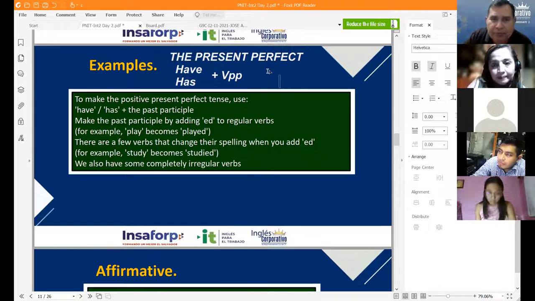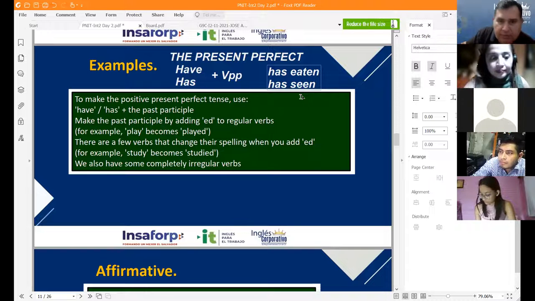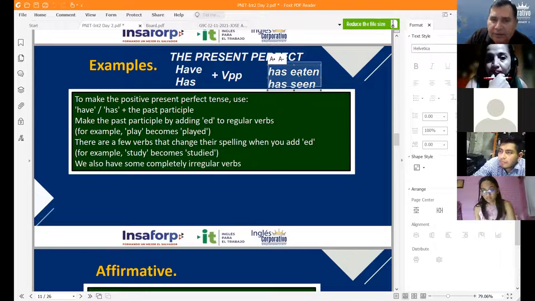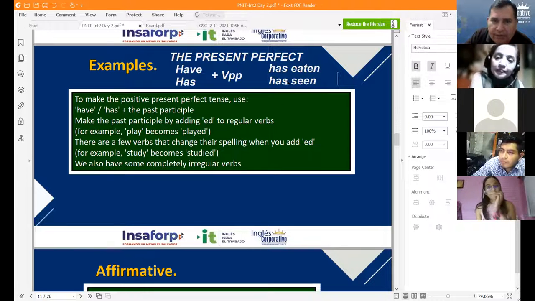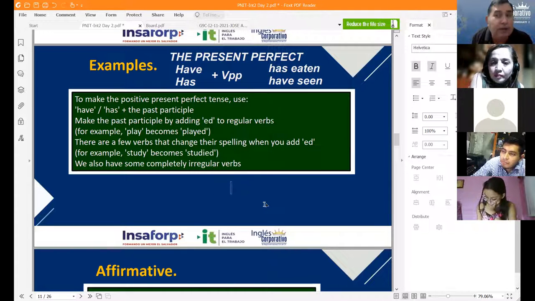So you will say, has eaten, has seen. Let us imagine that we use the second form here so that we have more inclusion. Has eaten, have seen. This is for the people who are thinking, oh my goodness, what is that? All of these forms you will find in the dictionary, maybe a list of words. I will share it with you.